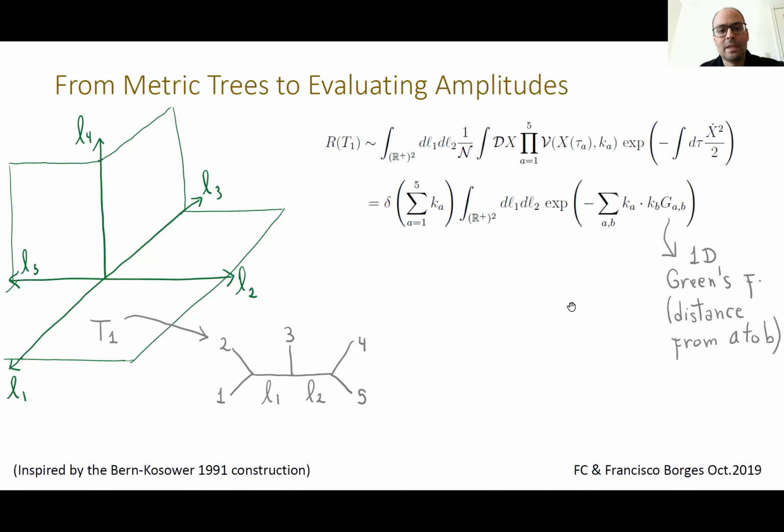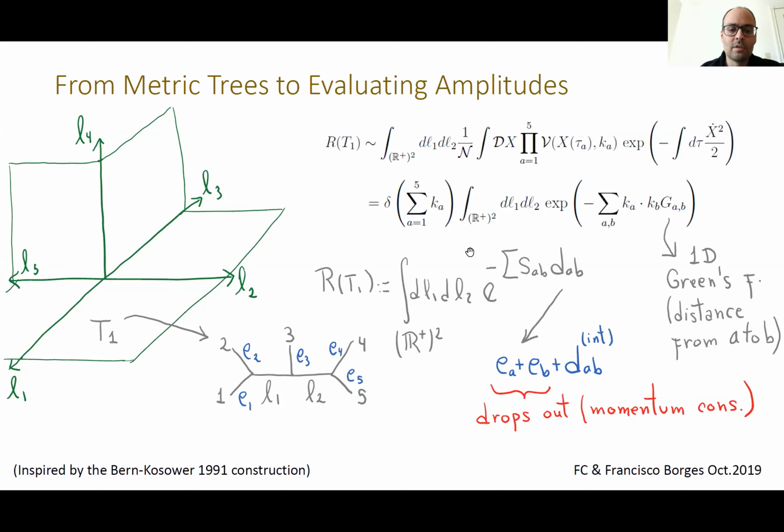Now, how do we go from metric trees to evaluating amplitudes? So one possibility is to take inspiration from Baer and Crossover and say that we're going to define a quantum field theory on each one of these Feynman diagrams and integrate, say, over the space of metrics on this Feynman diagram, some quantum field theory with vertex operators and a very simple action. It's a very standard computation to end up with just the integral over the 2 lengths, L1 and L2, times an exponential of the 2.1 dimensional Green's function, which turns out to be nothing but the distance between A and B.